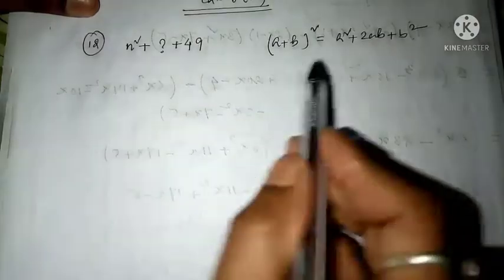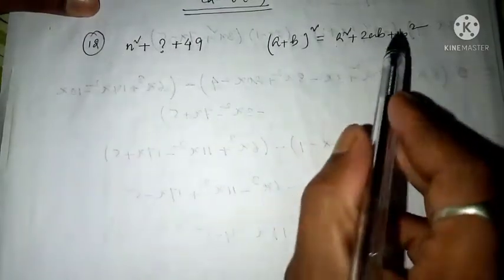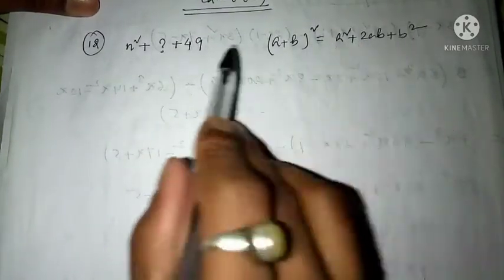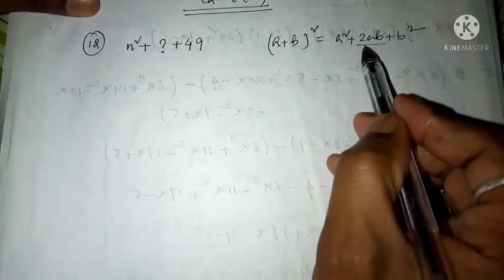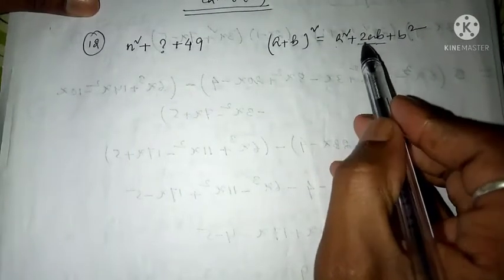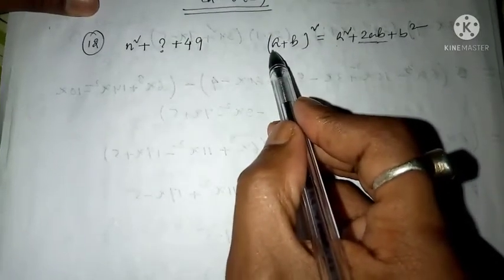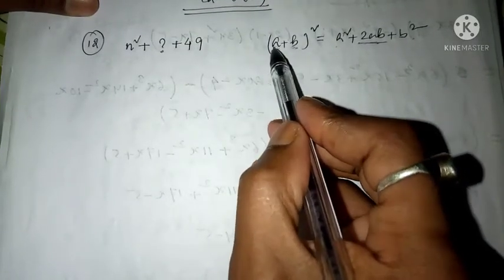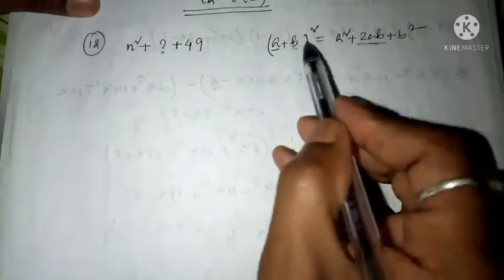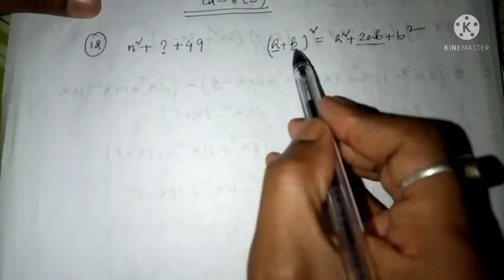Now see here, the square of the first term, and the square of the second term. Now see the middle term, what we have here: 2 times ab. What does 2 times ab mean? Actually, 2 times the product of the first term and the second term.